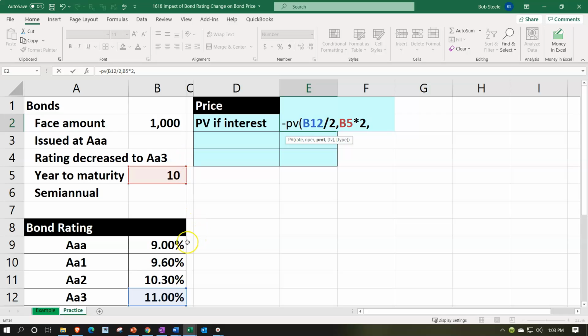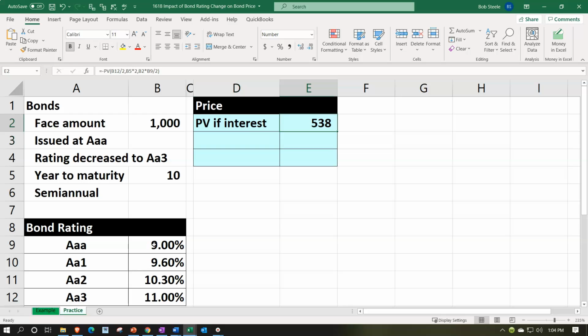bond, and we issued the bonds at the AAA rate, the 9%, and then we'll divide it by 2 because it's semi-annual. So the 1,000 times the 9%, that would be for a year. We'll take that, we'll divide it then by 2. Closing that up. There we have it. Now let's add some pennies there.